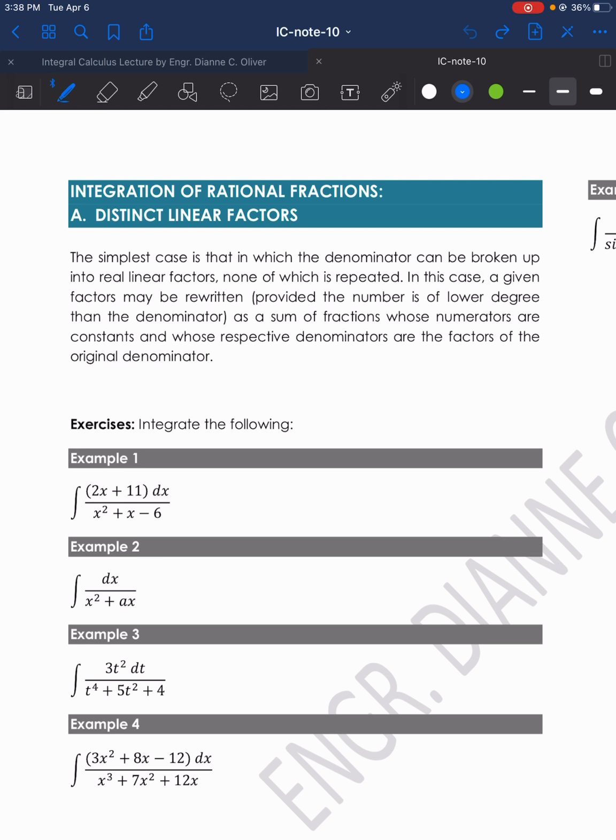The simplest case is that in which the denominator can be broken up into real linear factors, none of which is repeated. In this case, the given fraction may be rewritten, provided the numerator is of lower degree than the denominator, as a sum of fractions whose numerators are constants and whose respective denominators are the factors of the original denominator. Okay, so let's answer the sample problems to fully understand that description.